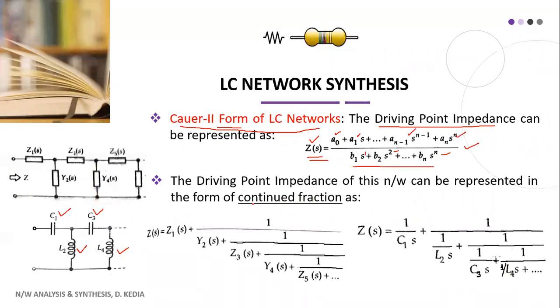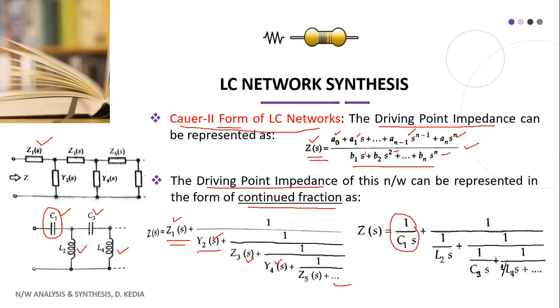Another difference is in the continued fraction representation of your driving point impedance. How can we do that? It is the same form: Z1 plus 1 by Y2 plus 1 by Z3 plus 1 by Y4 plus 1 by Z5, and so on. Now, in what way has the difference come? Earlier, our Z1S was L1S. Now this is our Z1S, that is a capacitor. The impedance of a capacitor is nothing but 1 by CS, so now instead of LS, we have 1 by CS.